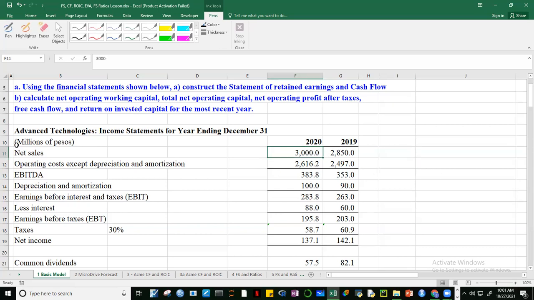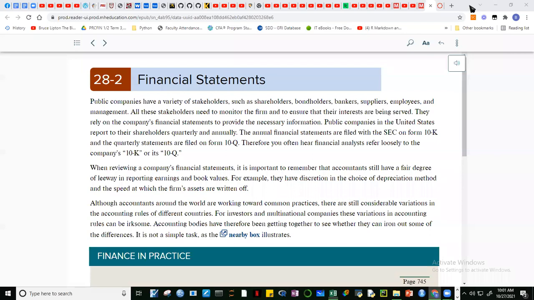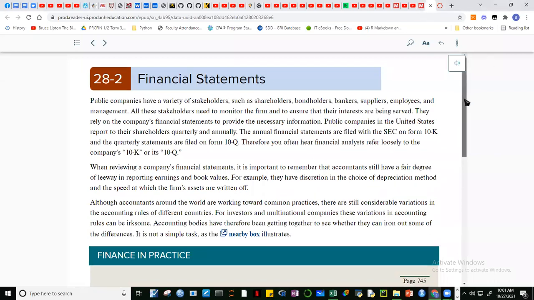So when you see millions of pesos here, what you do is remove the decimal and add 6 zeros after it. By adding 6 zeros, we can read it, that's actually 3 billion. So this company generated sales of 3 billion for 2020 and 2,850 million for 2019.